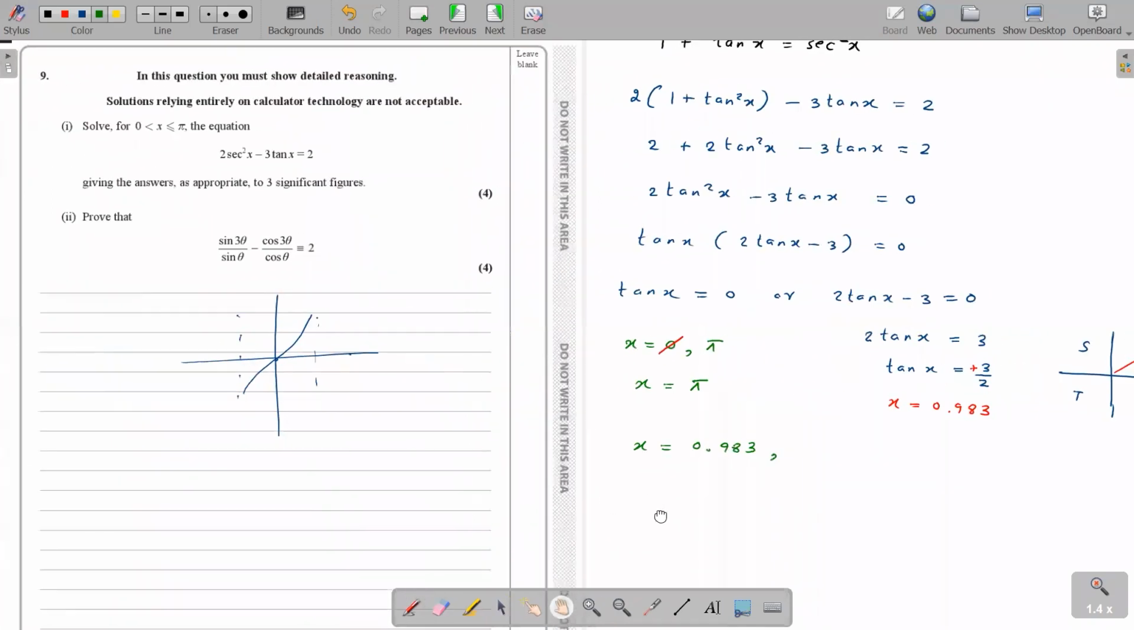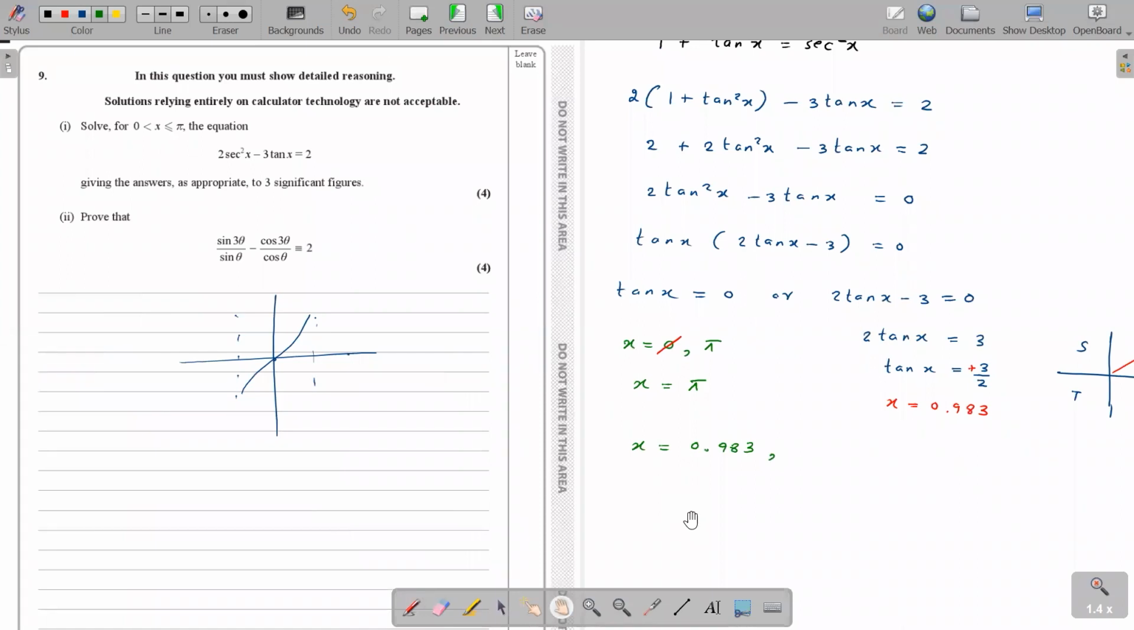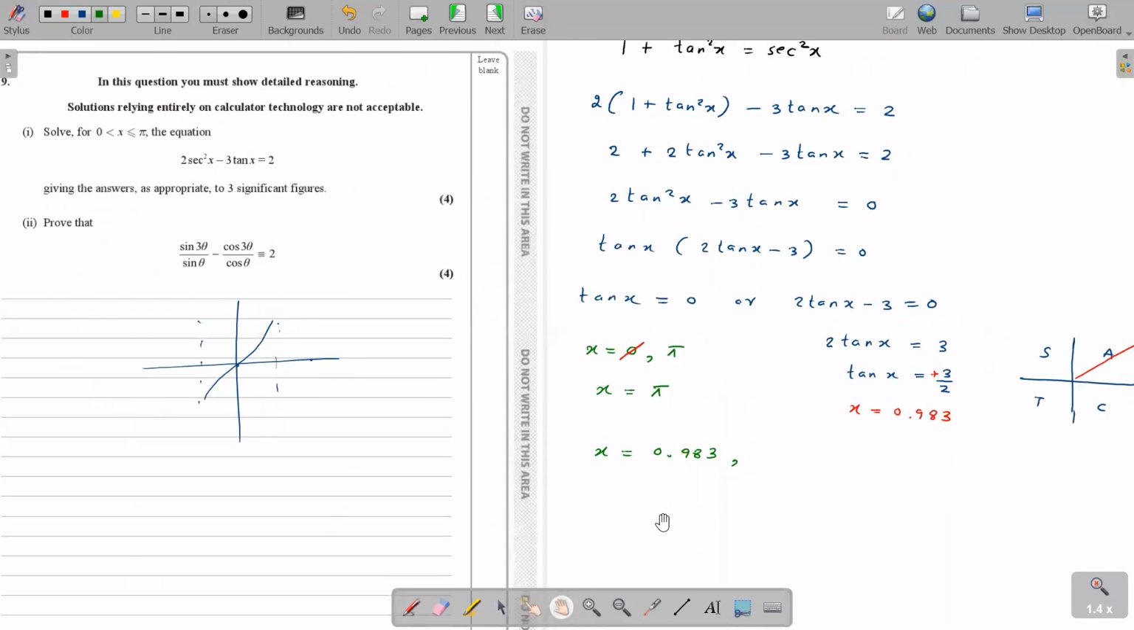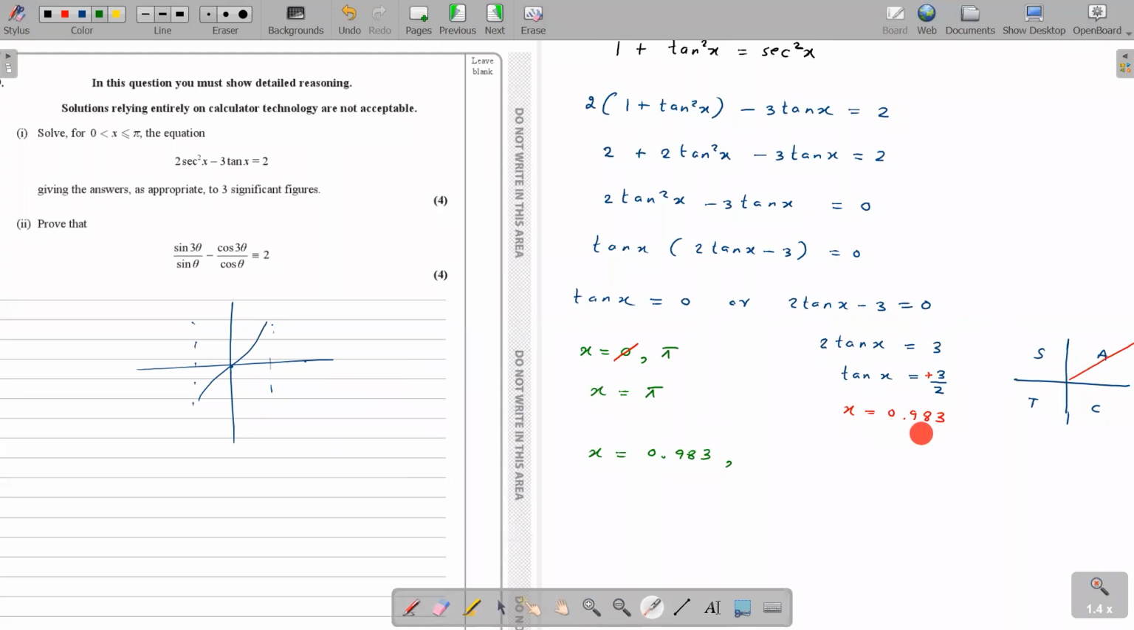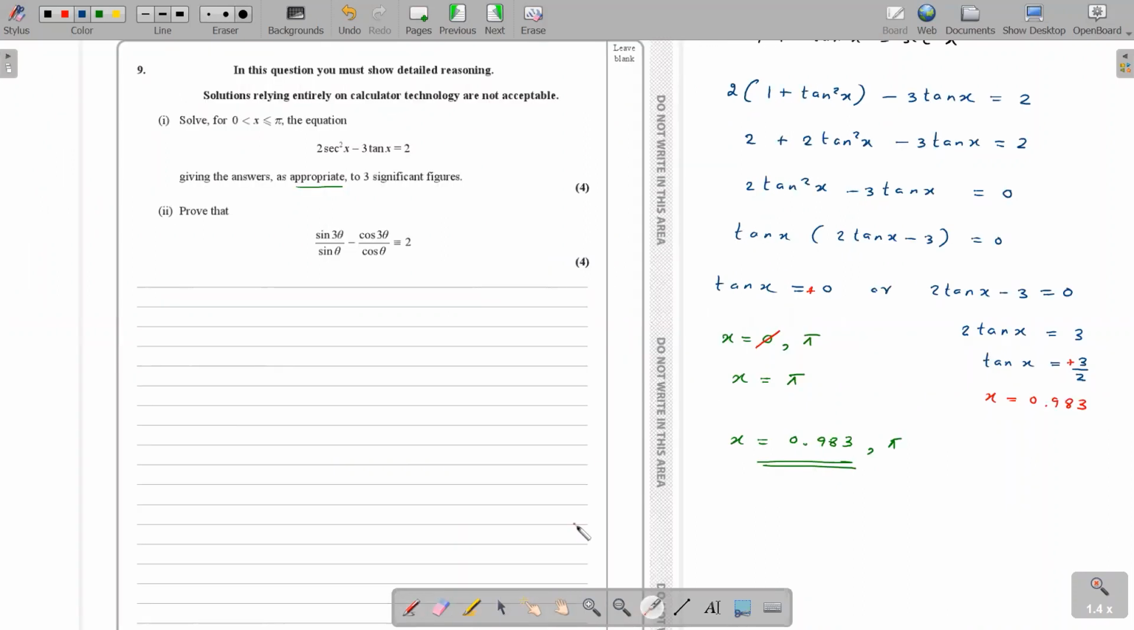Do they want everything given to 3 SF? They say give the answer as appropriate to 3 SF. So as appropriate, I think you can see here this answer is exact. Now here we definitely get 3 SF, but this one you could leave it as pi. As appropriate, they say the word as appropriate. So in this case, it's appropriate to keep it as pi. In the other one, it's appropriate to keep it in 3 significant figures. Okay, moving on to part 2.